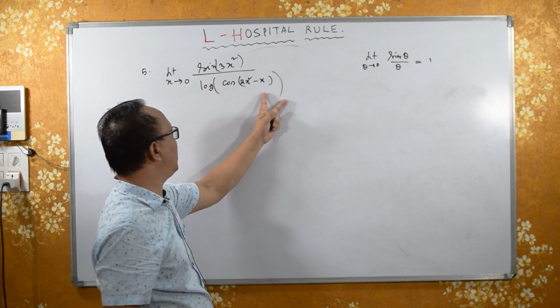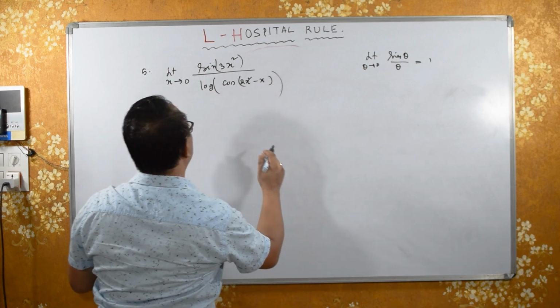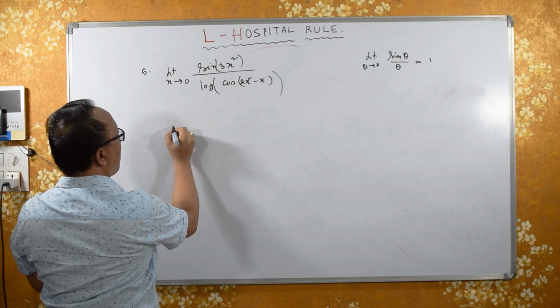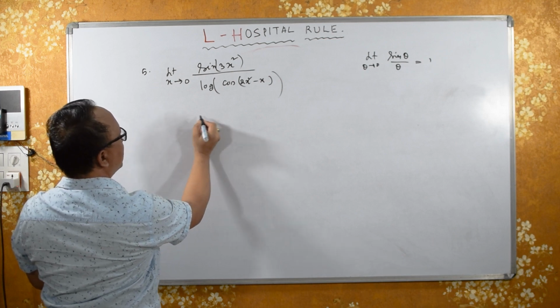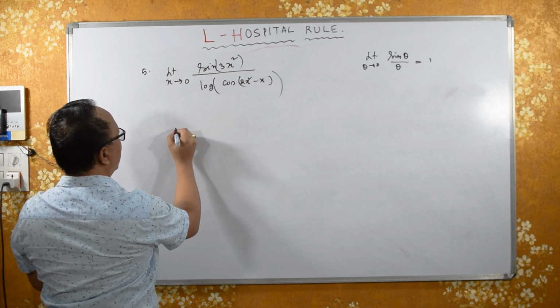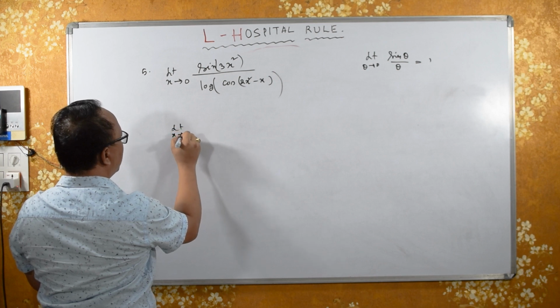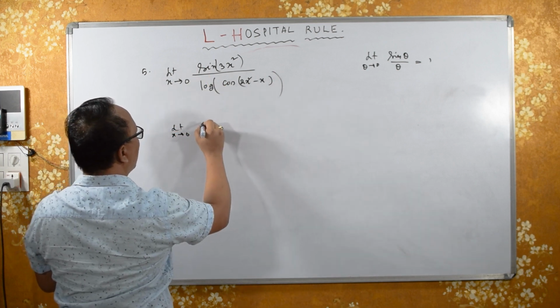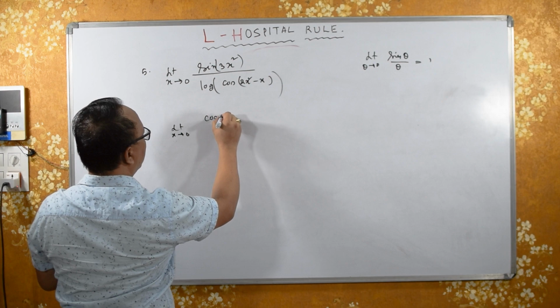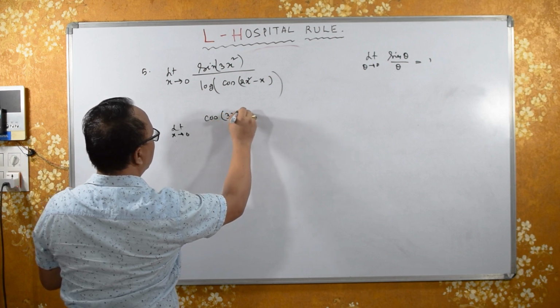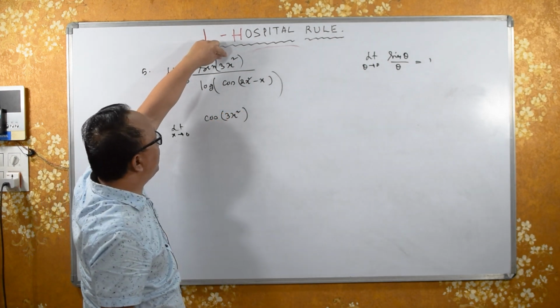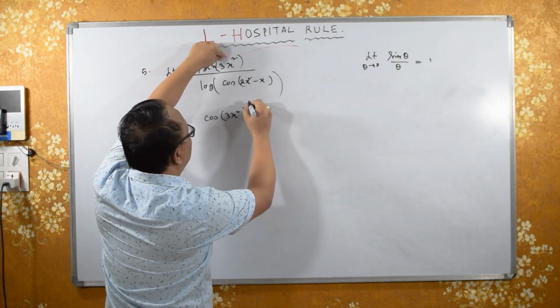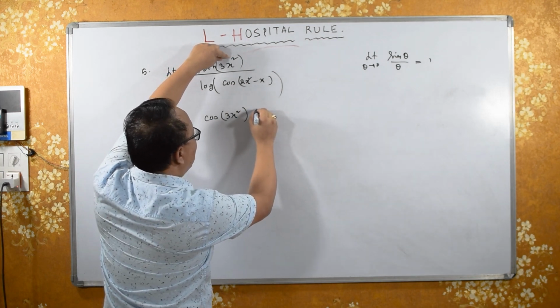Again we have to differentiate this. Okay, we will try in two different ways. So let's differentiate first. Limit of x tends to 0. Differential of sine is cos x, cos of 3x square. Again, differentiate this with respect to x: 3 into 2 into x, that is 6x.